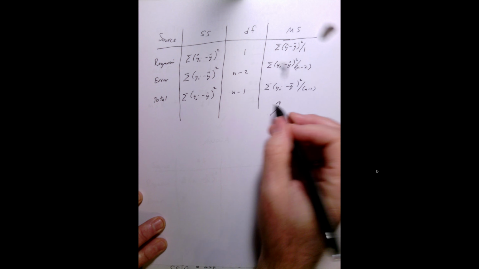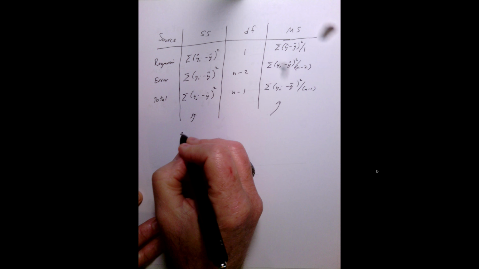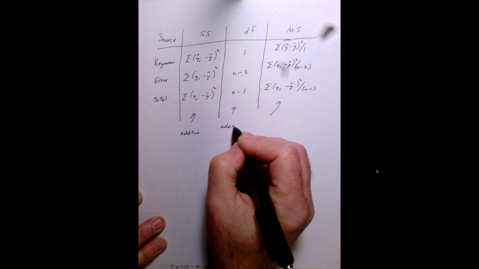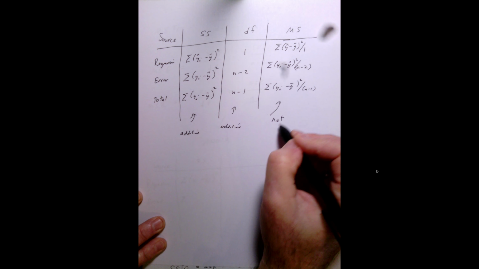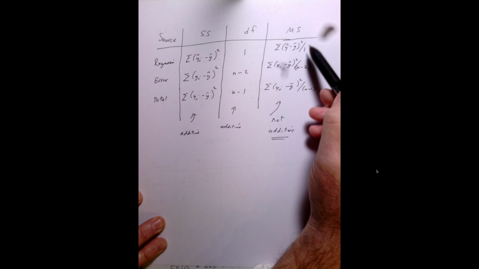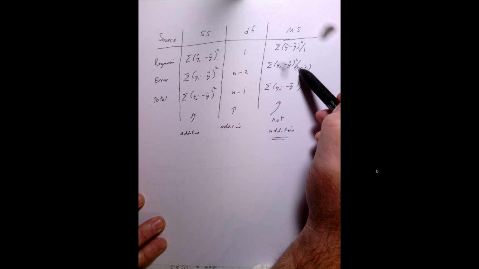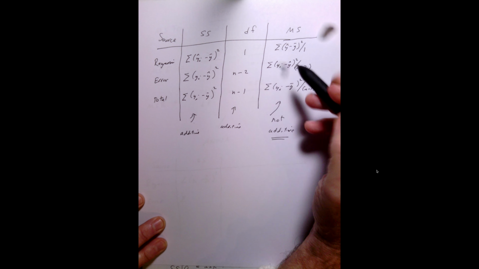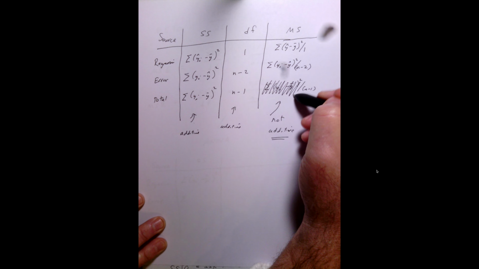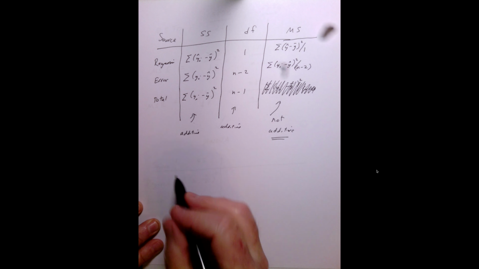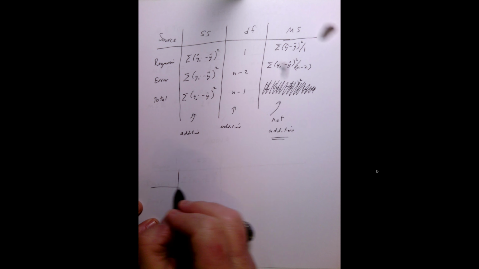Now, note that the sums of squares are additive, but the mean squares are not additive. In other words, if you take the mean square for the regression plus the mean square for the error, you do not get the mean square for the total. And because of that, when we're constructing an Anova table, we typically eliminate that entry.